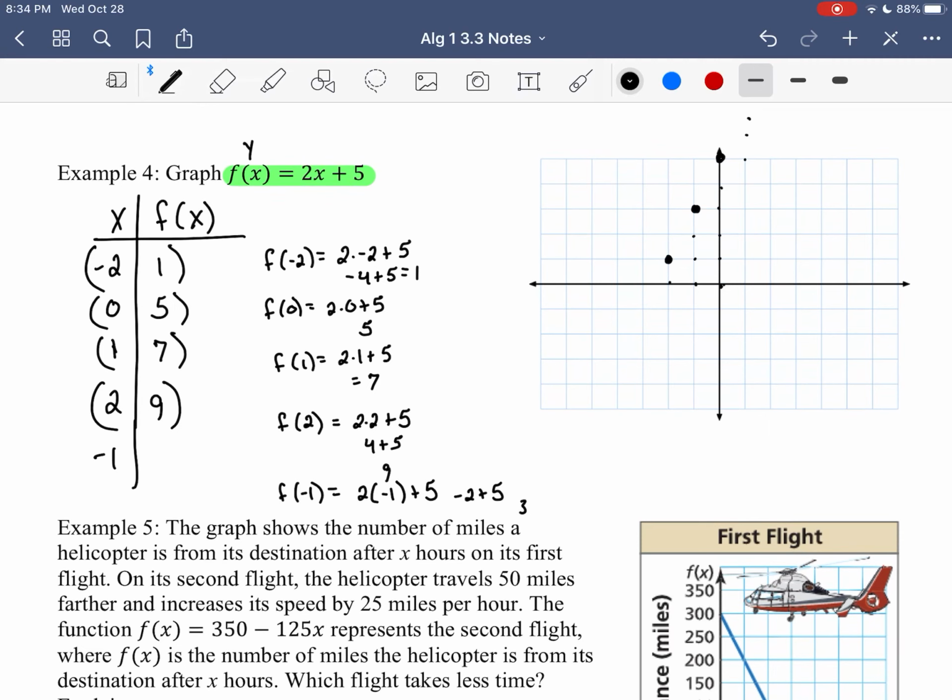Since this is not a discrete domain, they don't tell me the domain, so we assume it's all real numbers. I would go ahead and connect the dots, draw my line in. So that means any point on this line will work in that equation. So that point, that point, that point, that point will work in that guy there.